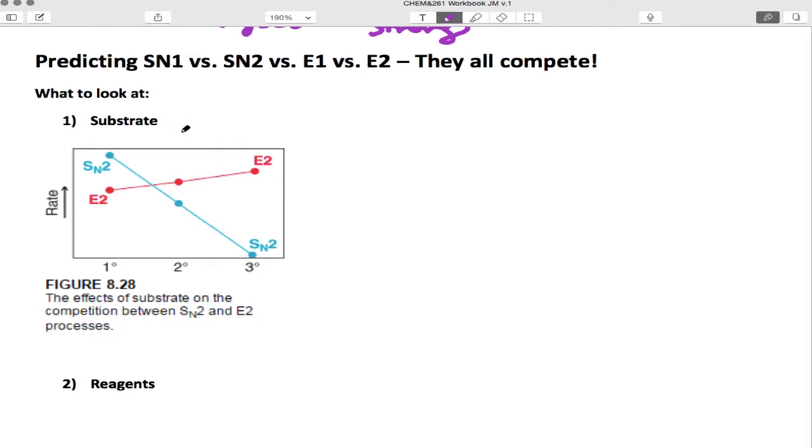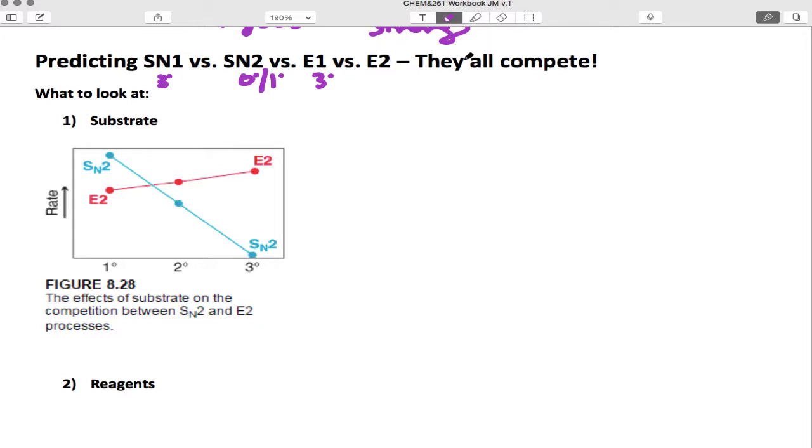Now, with substitution and elimination, there are some major differences here. SN1 versus SN2 has to do with the carbocation. You can look at it: SN1 prefers tertiary, and SN2 prefers methyl and primary. For E1 versus E2, it's not so much the substrate structure, but it is for E1 because we definitely need a carbocation in that case. And for E2, you can't have a methyl because there are no beta hydrogens, but you could have primary, secondary, or tertiary for E2.